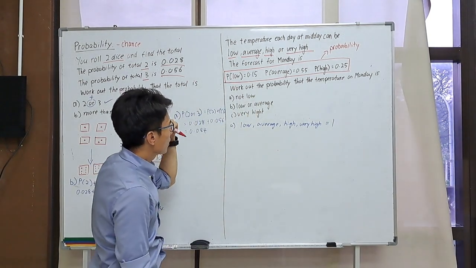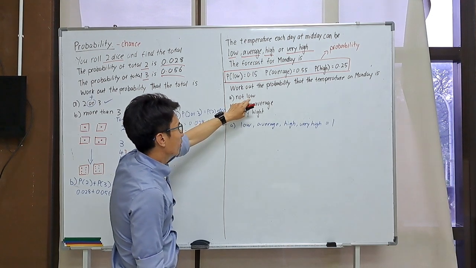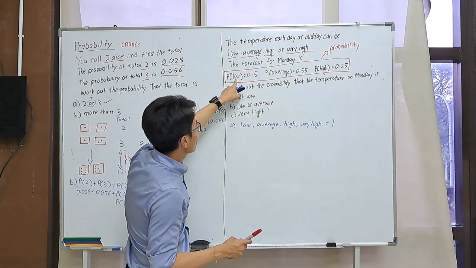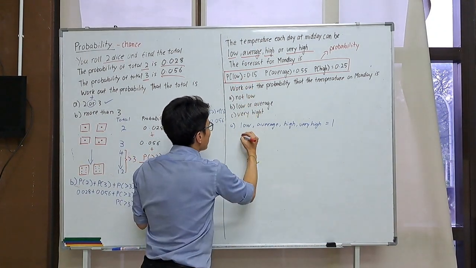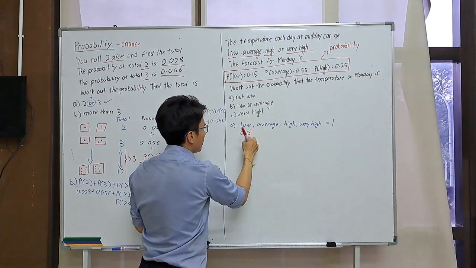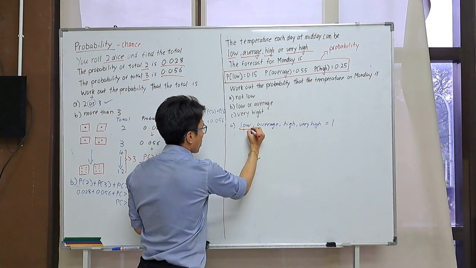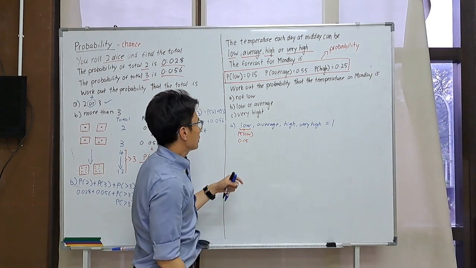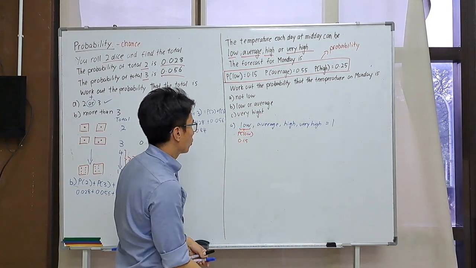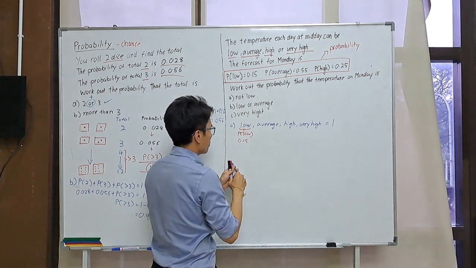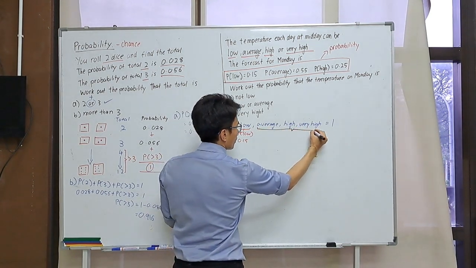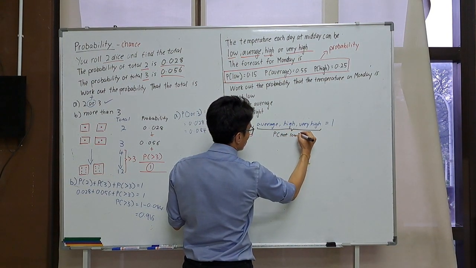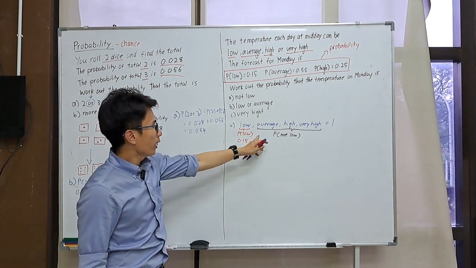So I am interested in finding the probability that is not low. What information is given to me? I know the probability of low. In this case, this is 0.15. Since I'm interested in the probability that is not low, it's going to be all these, correct? These are basically the probability of not low.